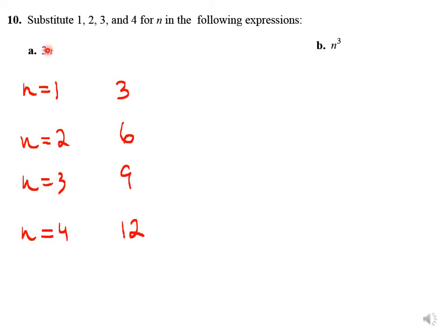Again, n is equal to 4. 4 times 4... 4 times 3 is 12. So notice also they go up by 3 each time, huh? So 3 plus 3 is 6. 6 plus 3 is 9. 9 plus 3 is 12.